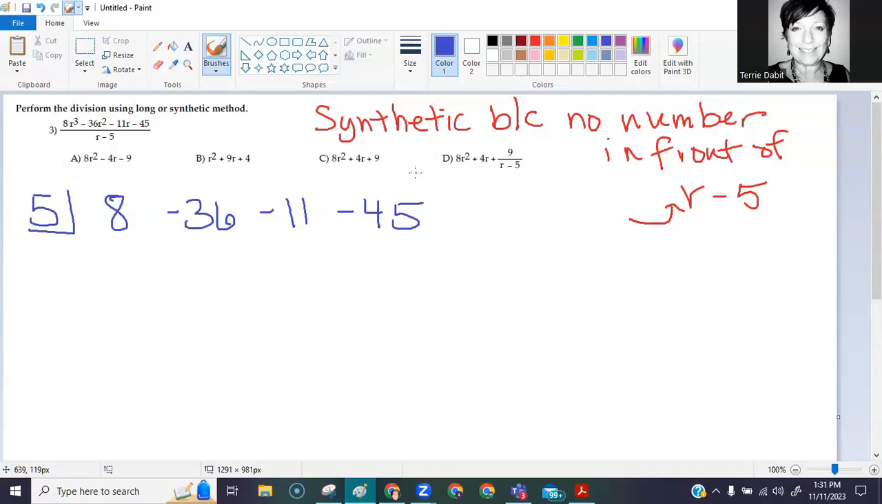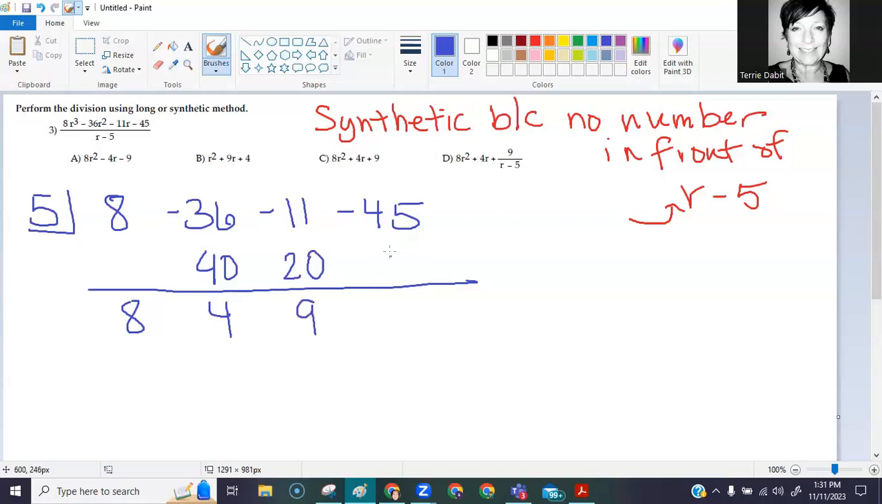Okay, I have all of my coefficients listed. Now let's perform the synthetic division. Bring down my 8. 5 times 8 is 40. Negative 36 plus 40 is 4. 4 times 5 is 20. Negative 11 plus 20 is 9. 9 times 5 is 45. And negative 45 plus 45 gives me a 0.